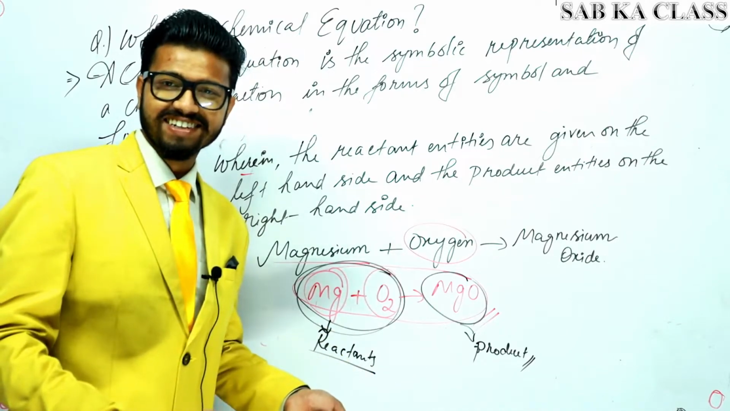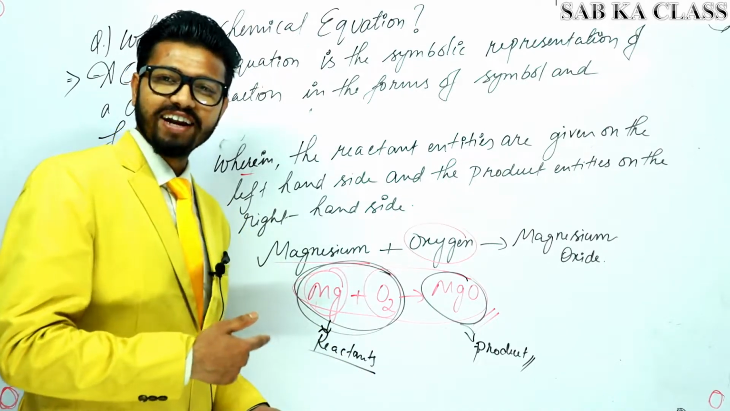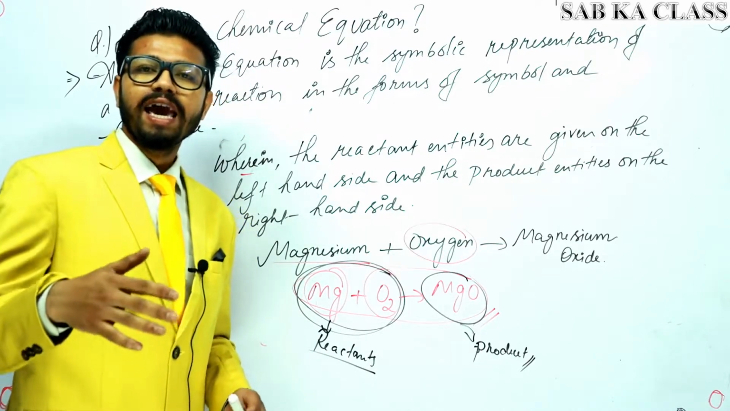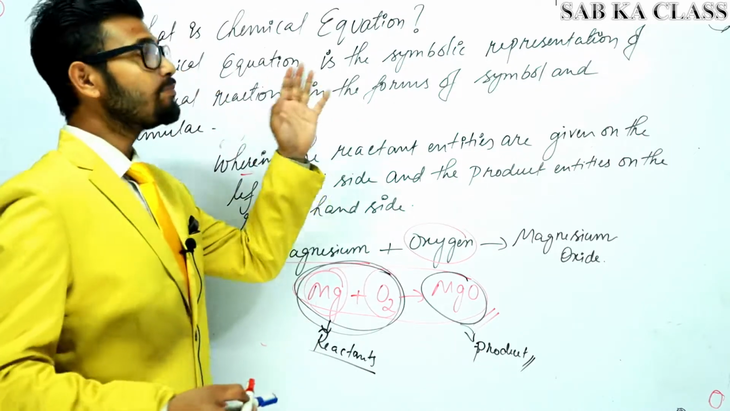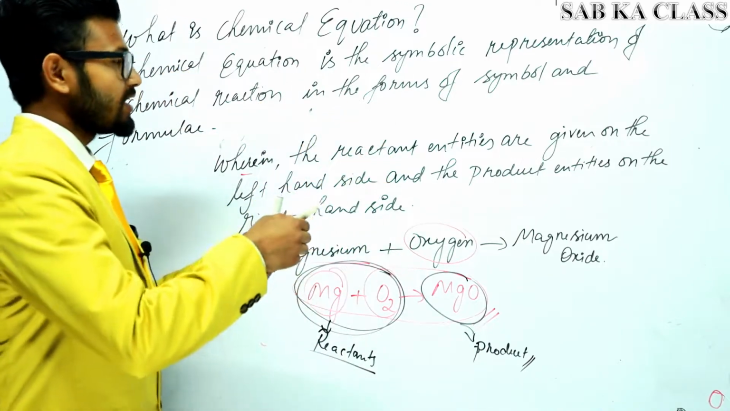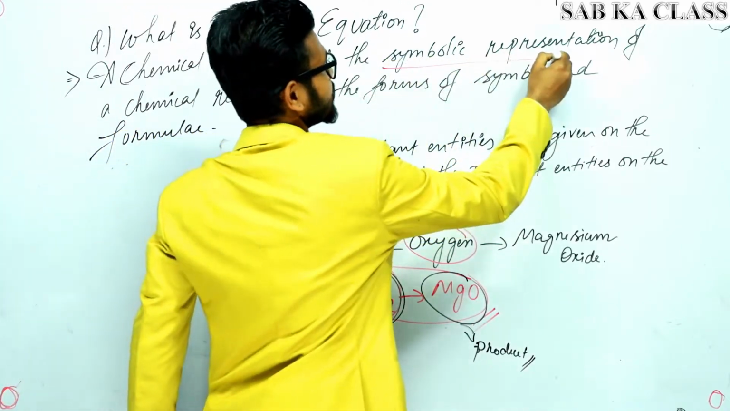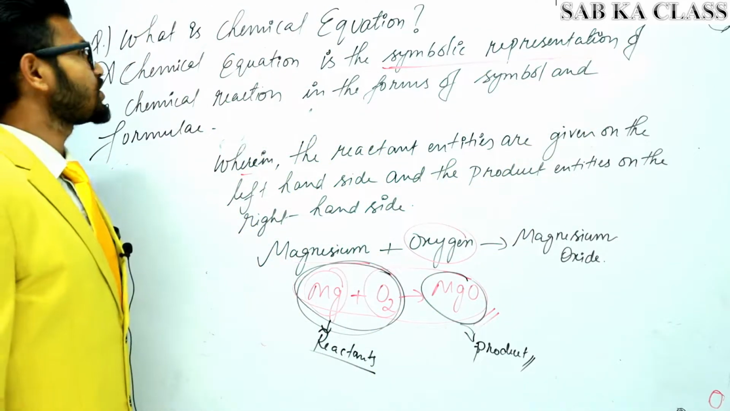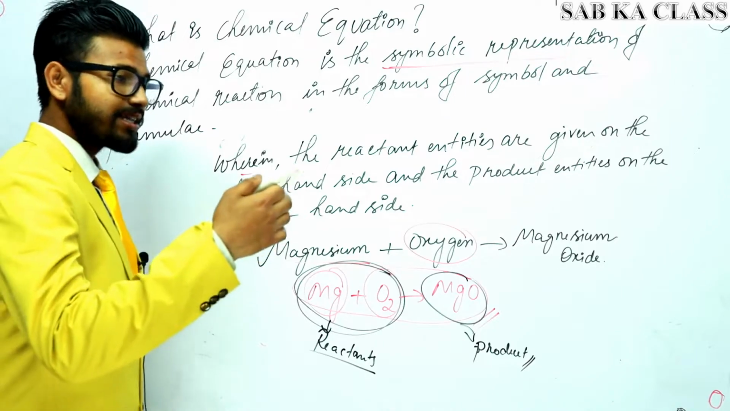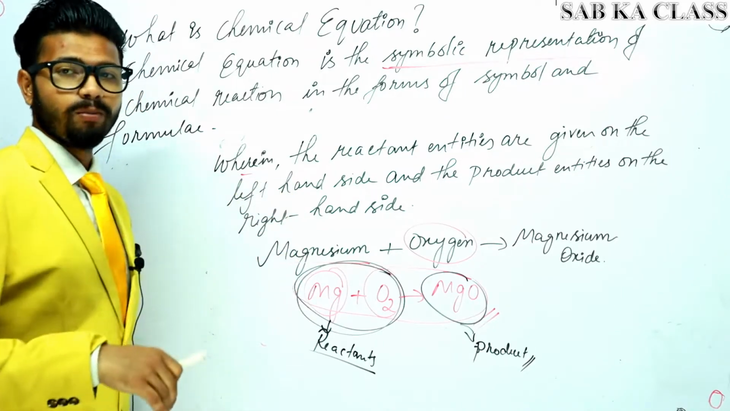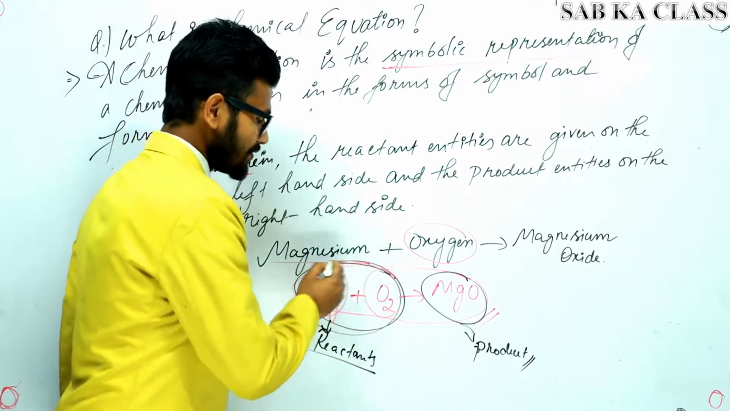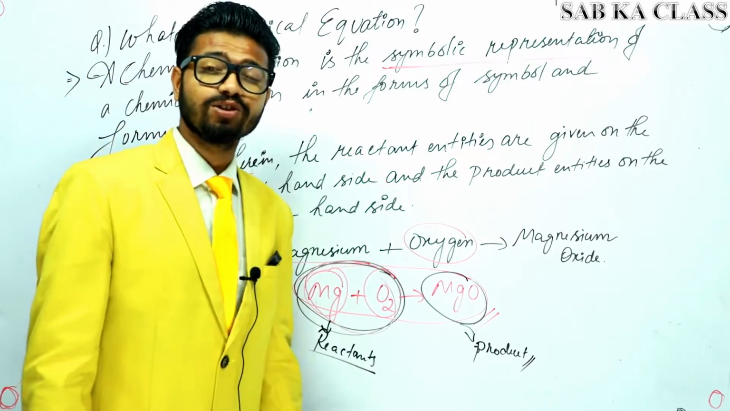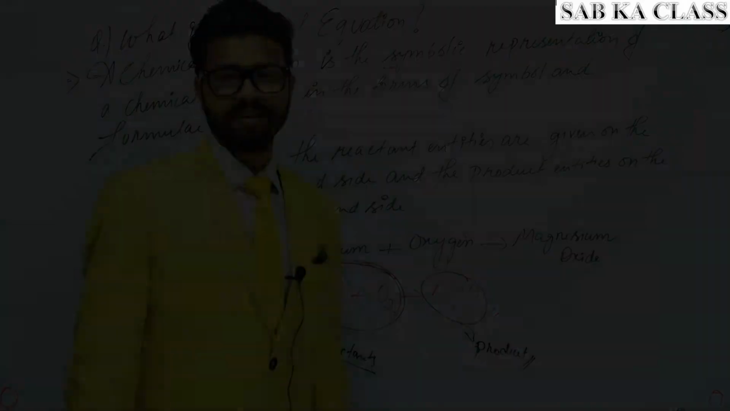is called chemical reaction. I hope it is very clear to you. So what is, repeat after me, what is a chemical equation? A chemical equation is the symbolic, this is a strong point and the main punching point, the symbolic representation of a chemical reaction in the form of symbols and formulas. And always remember, the left hand side of the reaction is called reactant and the right hand side of the reaction is called product. I hope it is very clear to you.